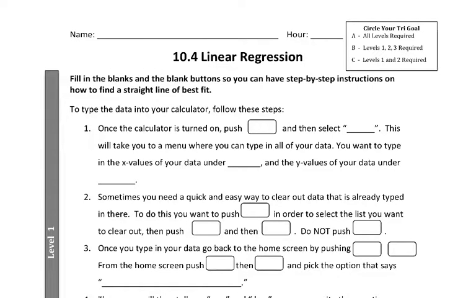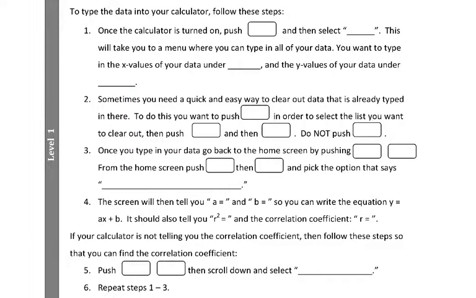Alright, so if we want to find the linear regression on our calculator, we need to follow these steps. We're going to turn on the calculator, push Stat, and then select Edit. This is going to take you to a menu where you can type in all of your data. You want to type in your X values under L1, and the Y values under L2.